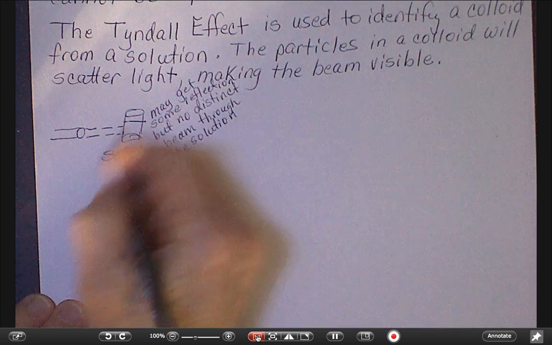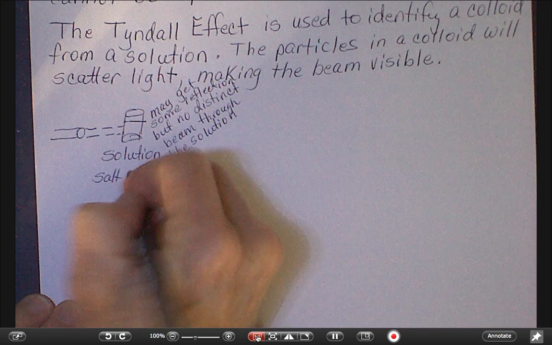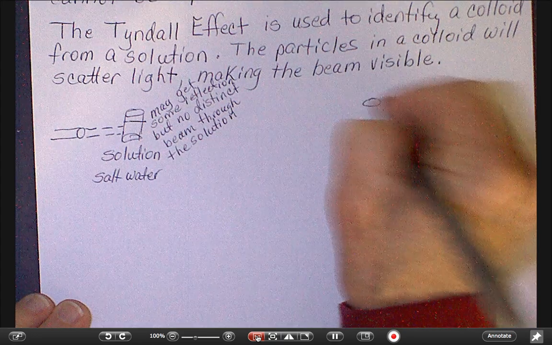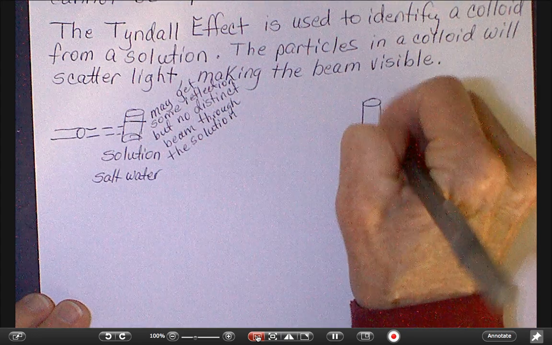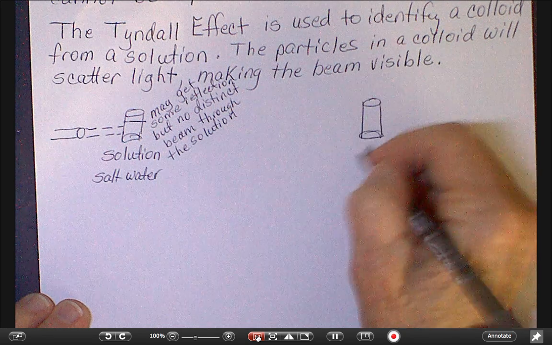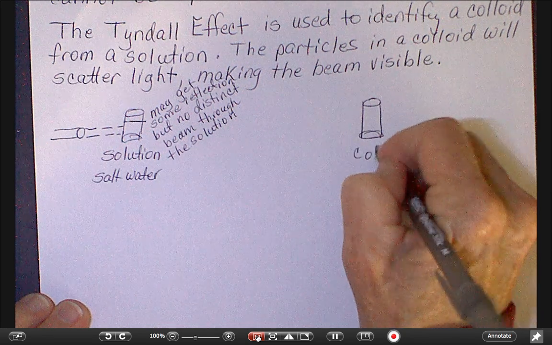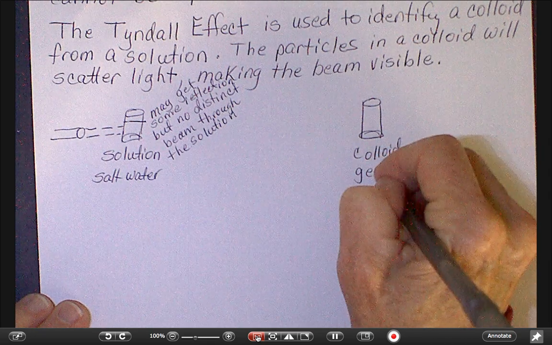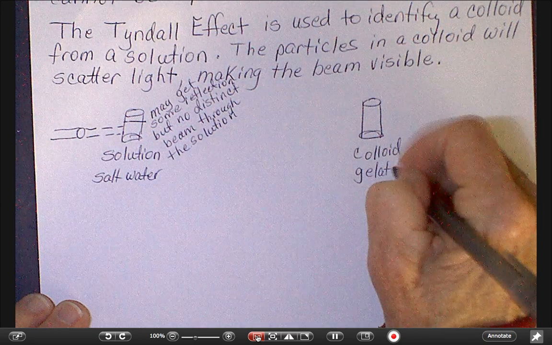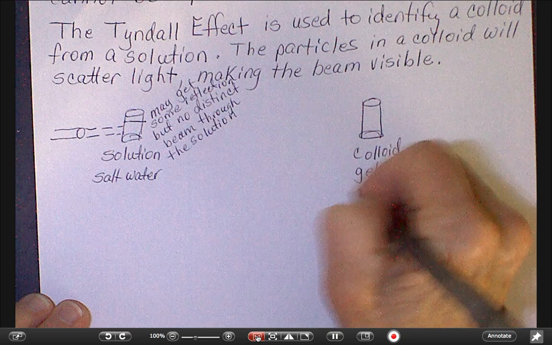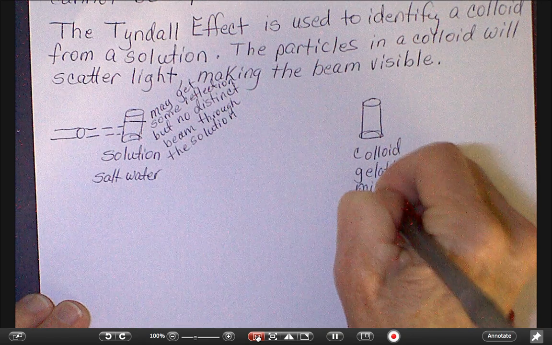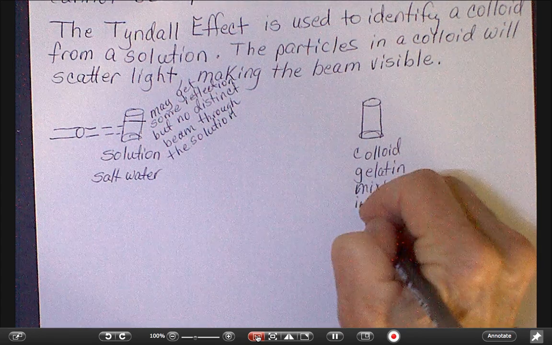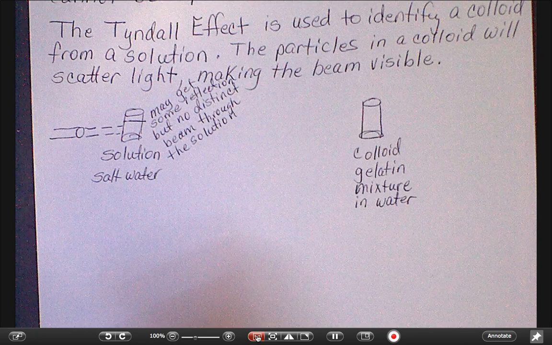Okay, for our solution, let's say we use salt water. Now over here, for the colloid, we're going to dissolve gelatin in water. So we'll just put gelatin solution, gelatin mixture in water. Okay?